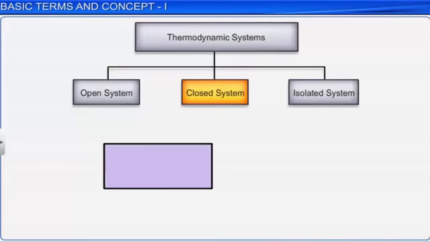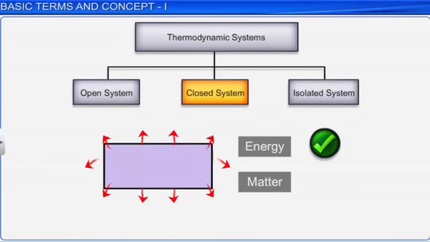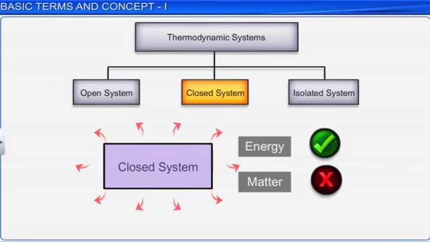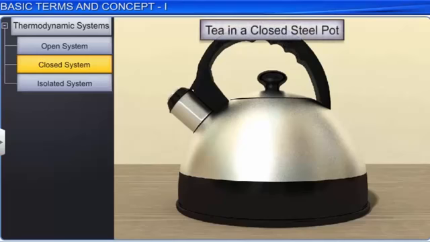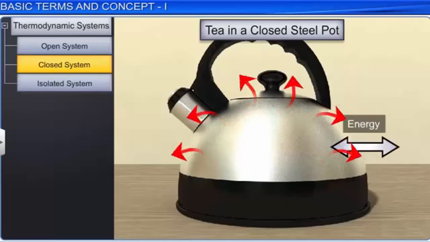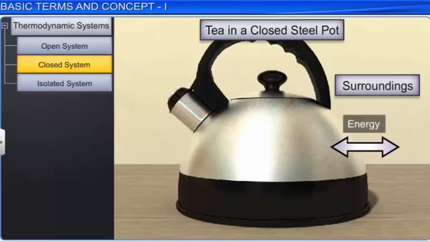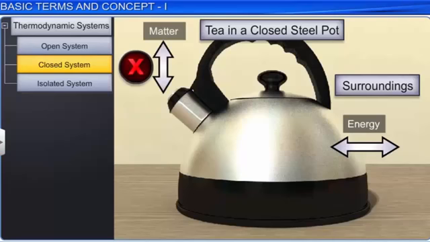A system which permits the exchange of energy but not the exchange of matter across the boundary with its surroundings is called a closed system. For example, if tea is kept in a closed steel teapot, it takes some time to cool down. This indicates that energy is exchanged with the surroundings. However, as vapor cannot escape from the container, no exchange of matter is possible. Hence, this stands as an example for a closed thermodynamic system.